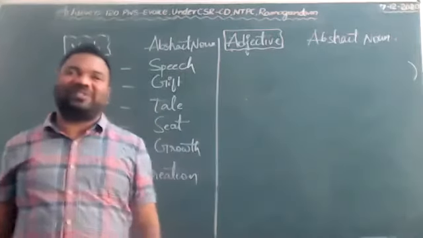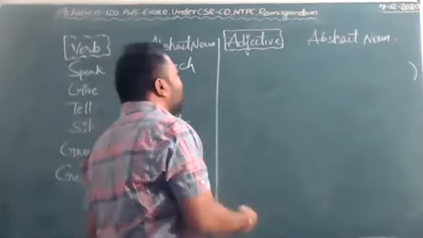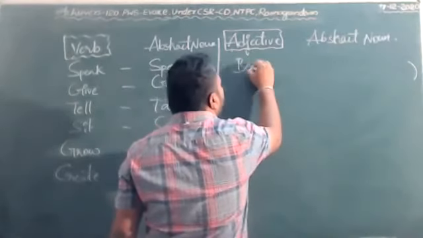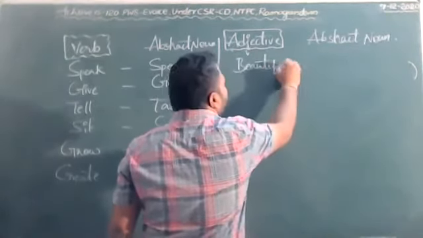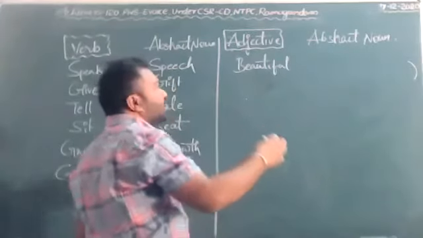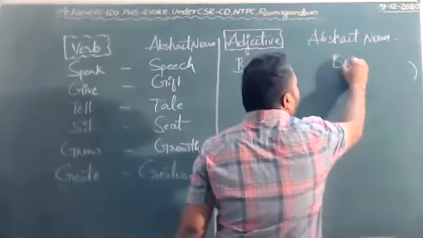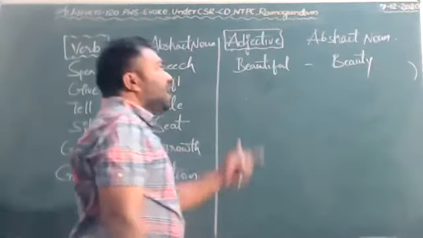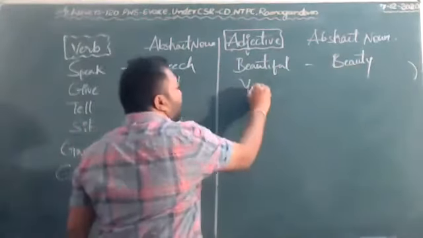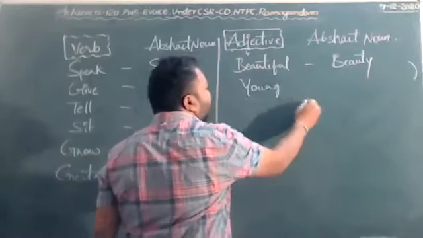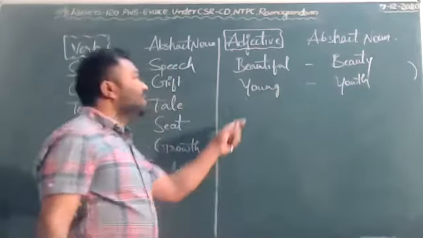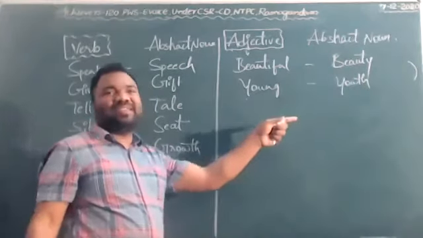I hope you understood, students. Now let us do the same with adjectives. Adjectives like beautiful. First word, I'm going with beautiful. She's a beautiful girl. So beauty is a noun. Beauty is what? Abstract nouns. He's a young man. Youth.